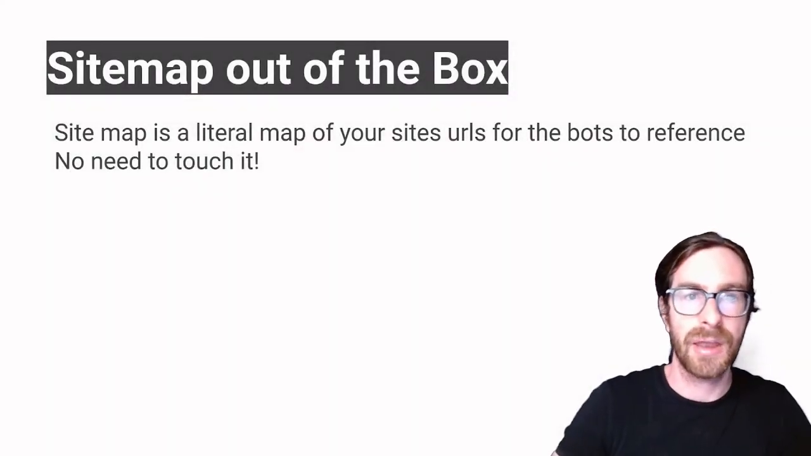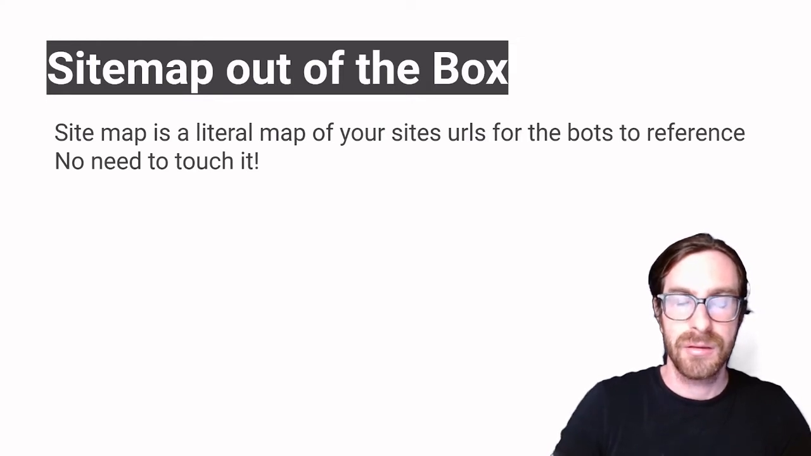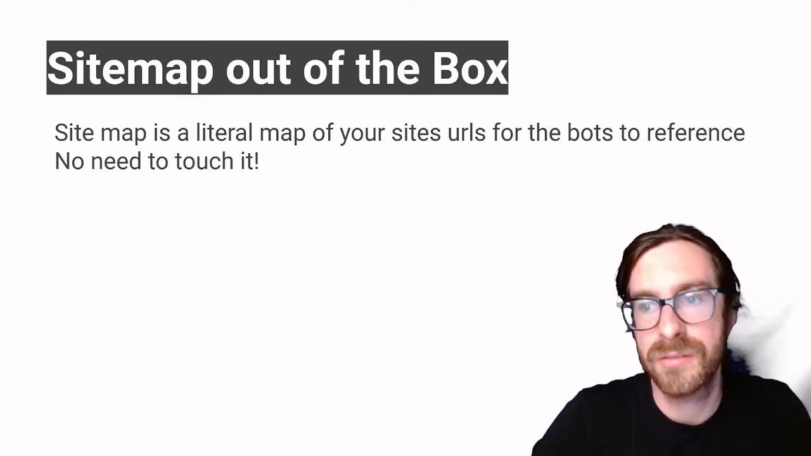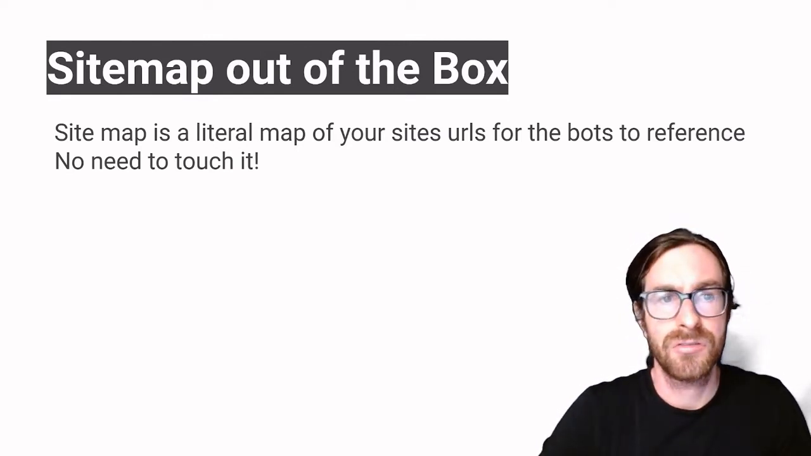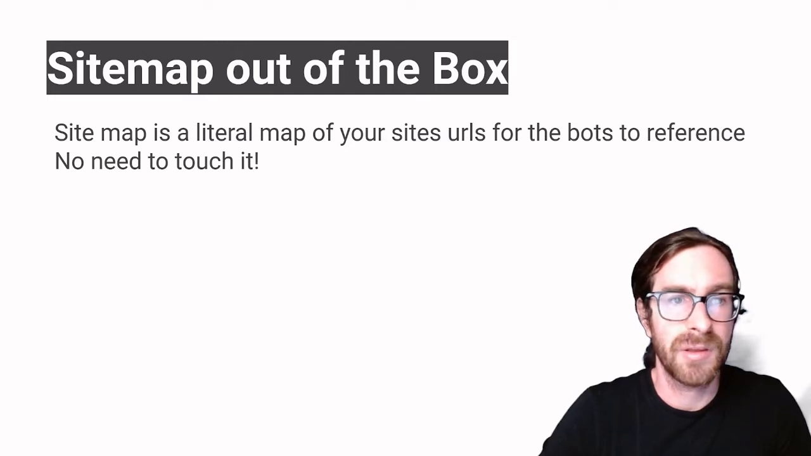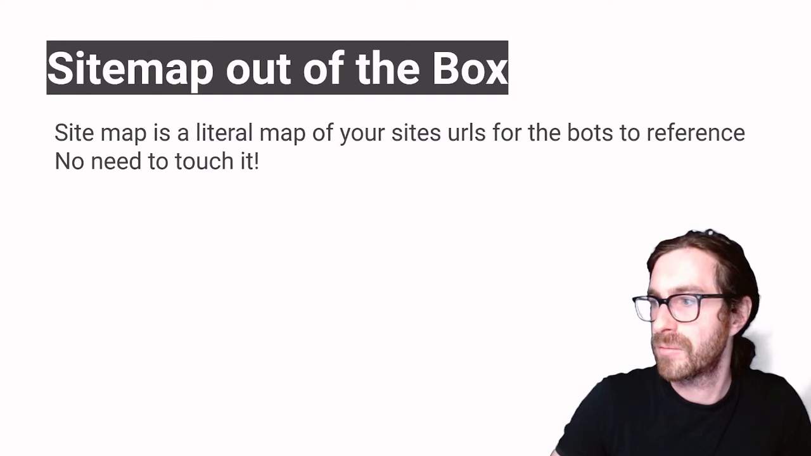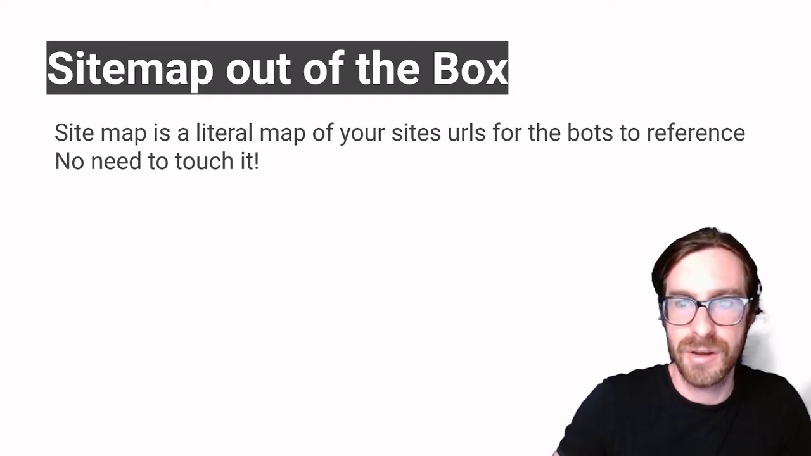Sitemaps are native out of the box. You can just get a sitemap without using the FTP, and a sitemap is just a literal map of your site's URLs for the Google crawler bots to reference. This feature, your sitemap is updated automatically. No need to touch it. Don't do it unless you know what you're doing, which is fine because it works just right now.